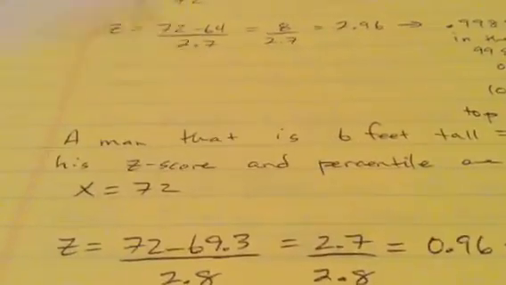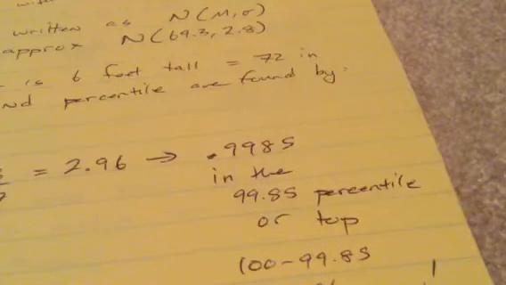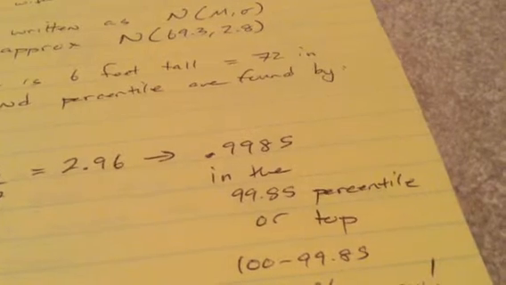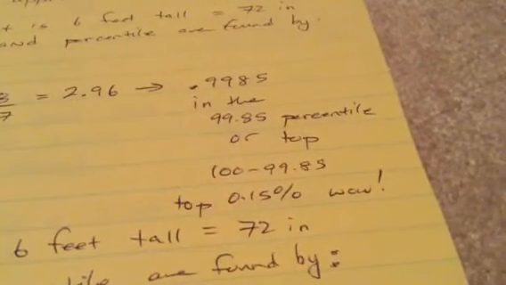So where are we at? Right there. 0.9955 means the proportion of women that are smaller than her is 0.9955. So almost all the women are smaller than 6 foot, or 6 foot or smaller, that is. So she's in the top 0.15%. She's definitely top 1%.